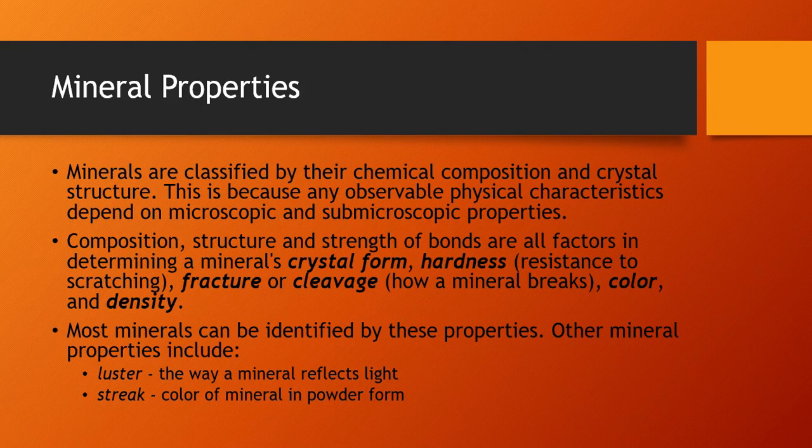And then you have some other physical characteristics like color, what color it appears to be, and then the density of that particular mineral. Now, most minerals you can identify with these properties. If you know the crystal form and composition, you pretty much know the mineral. But you can use the other properties as well. A few others that you'll notice that we'll talk about are what's known as luster, which is the way that a mineral reflects light, and streak, which is what happens when you have a mineral in powdered form.